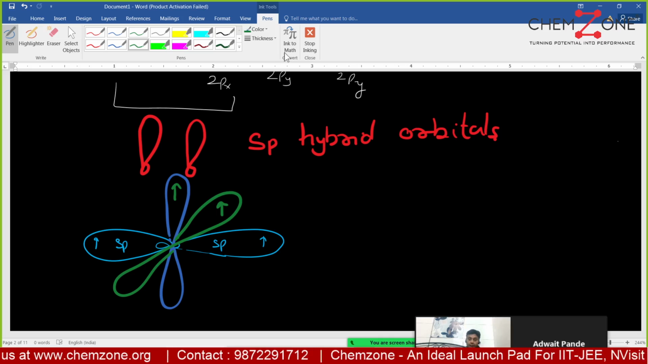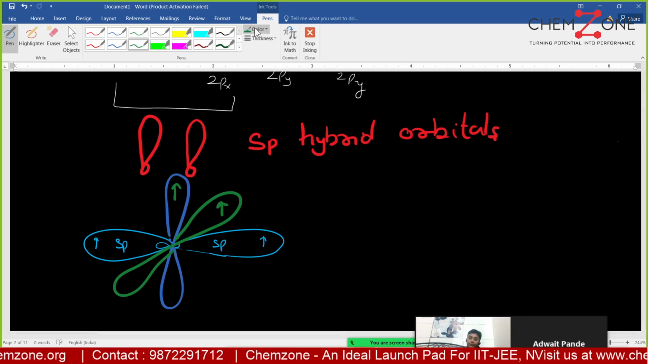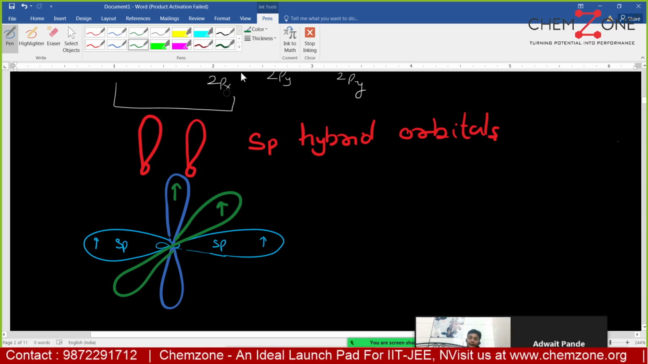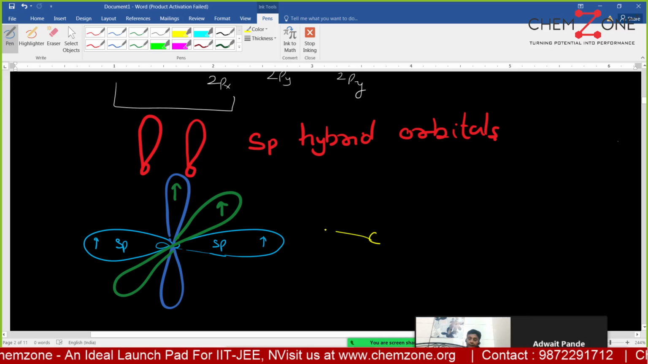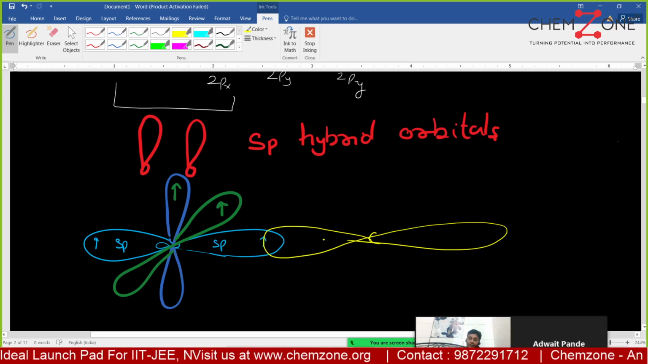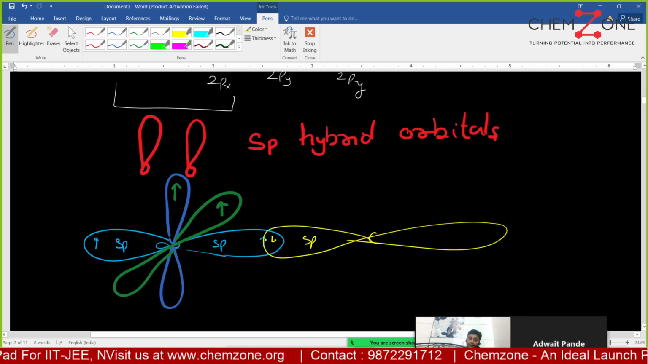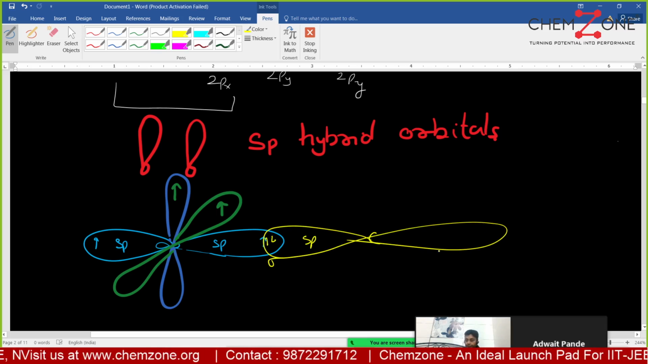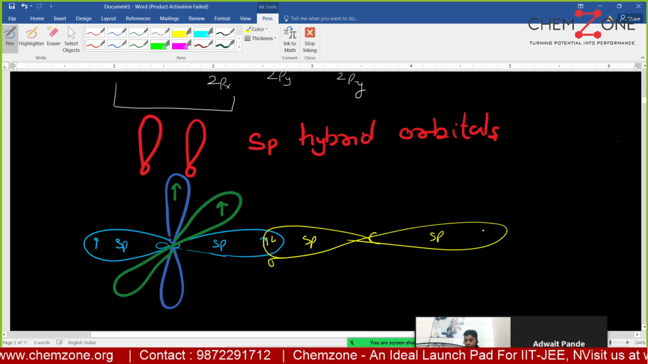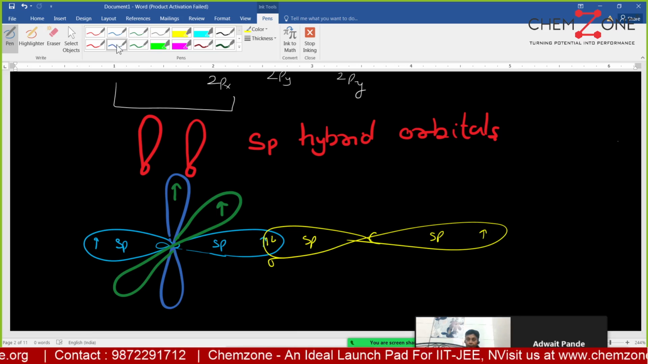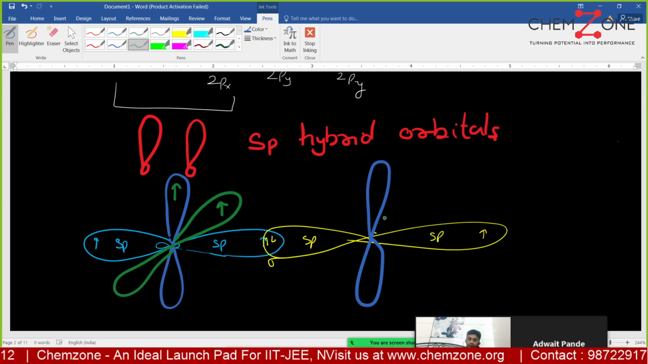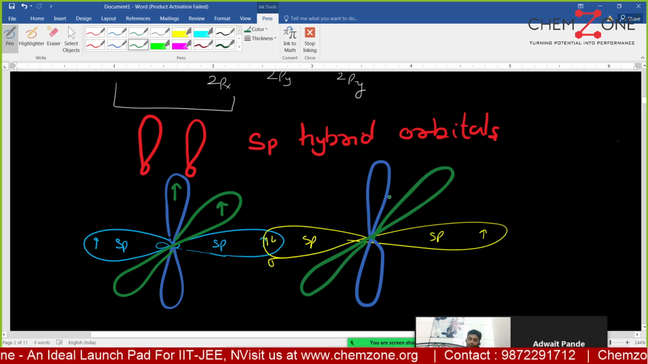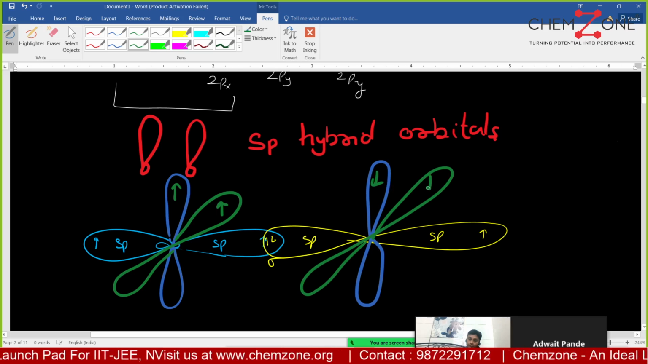Okay. Now I'm talking about the second carbon atom. In case of ethyne, I have two carbon atoms, right? And now the second carbon atom. This is the sp hybridized orbital, overlapping head to head and forming a sigma bond. And there are two orbitals, one is this, other is this, which are unhybridized orbitals, right?